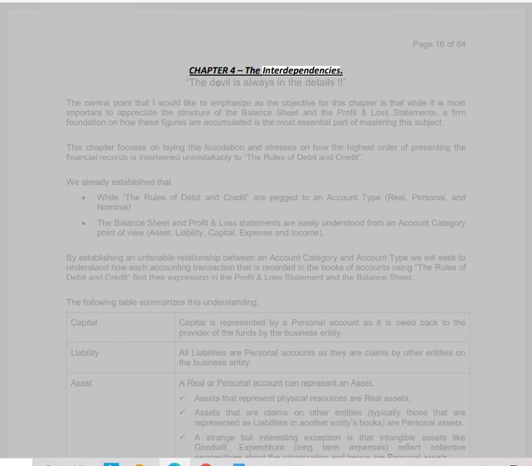Chapter 4, The Interdependencies. The devil is always in the details. The central point that I would like to emphasize as the objective for this chapter is that while it is most important to appreciate the structure of the balance sheet and the profit and loss statements, a firm foundation on how these figures are accumulated is the most essential part of mastering this subject.